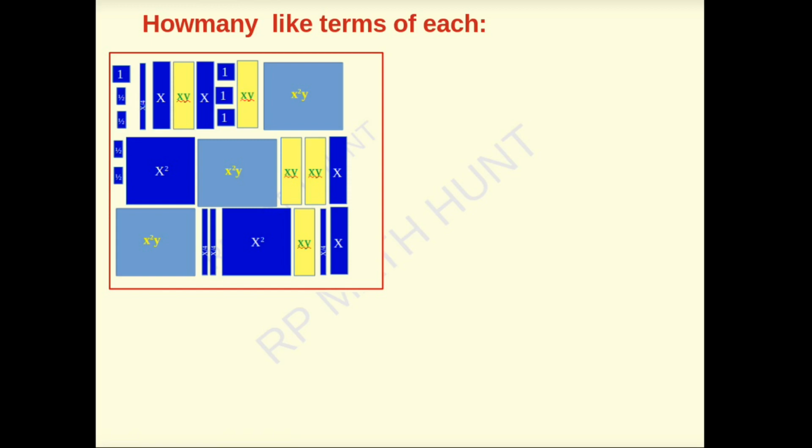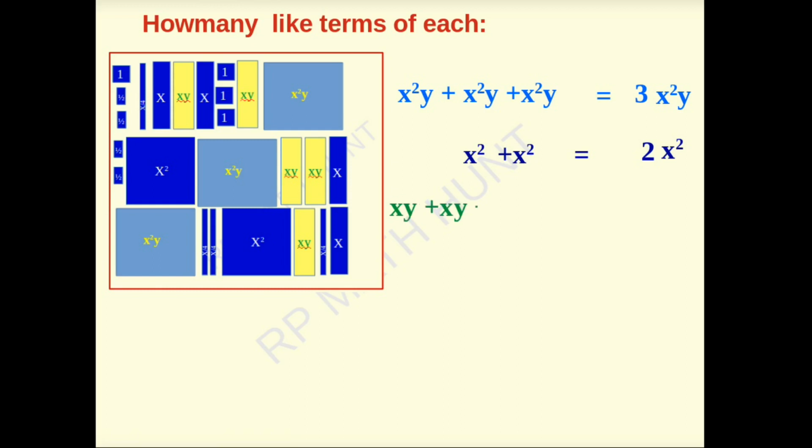x square y plus x square y plus x square y is equal to 3 x square y's, and x square plus x square, 2 x squares were there. Now, xy plus xy plus xy plus xy plus xy. How many xy's? 5 xy's are there in the box.